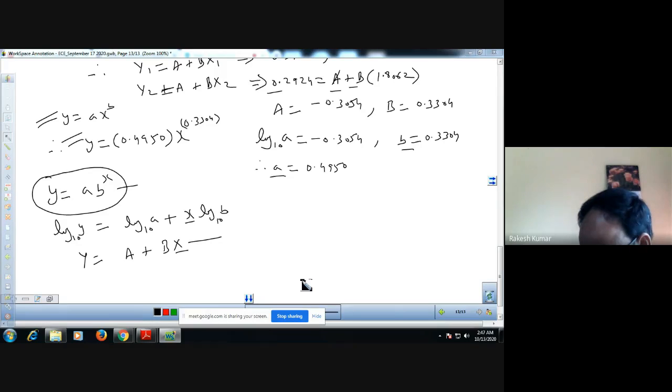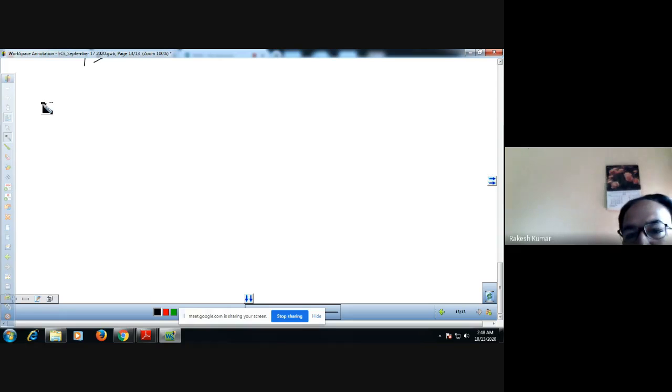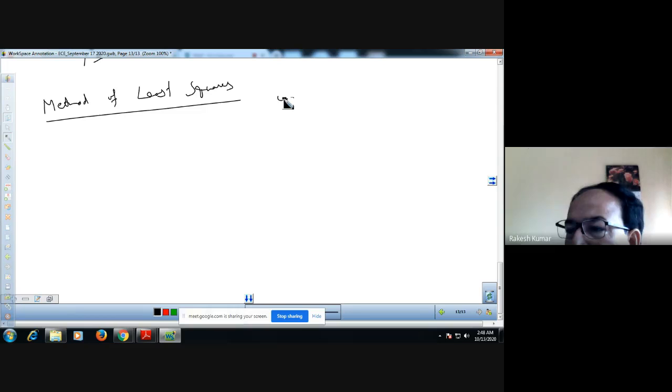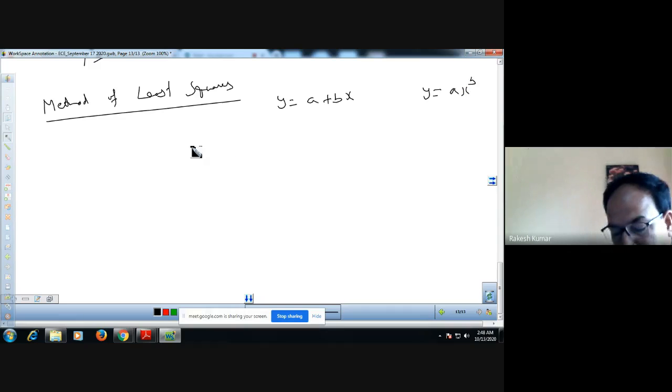Now, come to the method of least squares. There will be little change for the method of least squares. This is important. You have to fit the curve, whether it is a linear curve like y equal to a plus bx, or the exponential curve y equal to a x^b or a b^x. So you may have any type of curve.